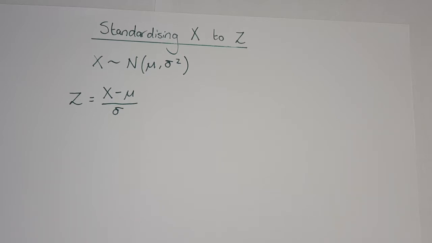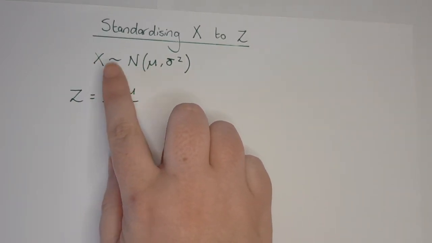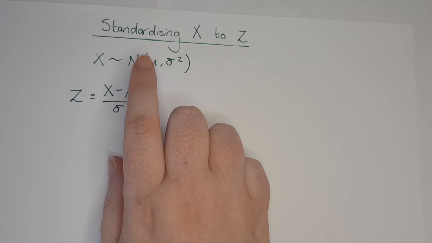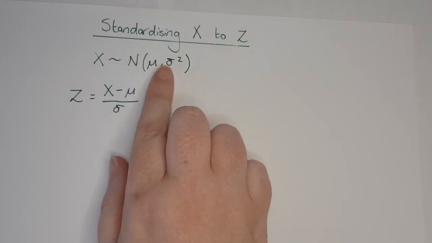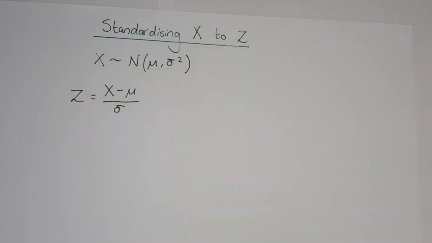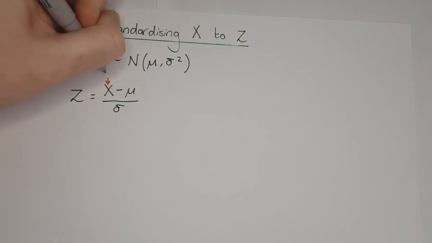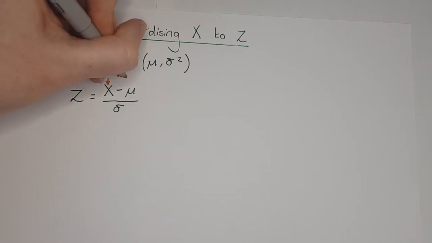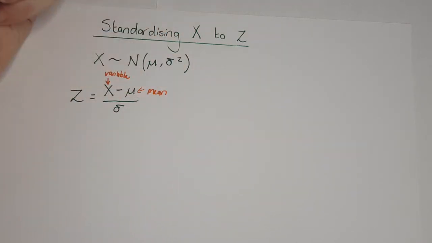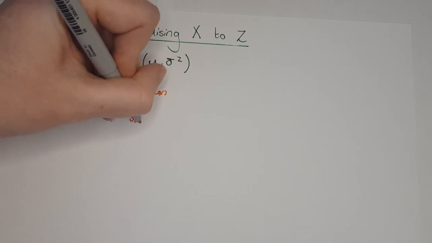Okay, so when I want to standardize x to my z value, remember we always get given this information that my x follows my normal distribution with my mean and my variance. So now to find the z, I say that my z value equals my x, which is my variable, minus the mean, divided by the standard deviation.